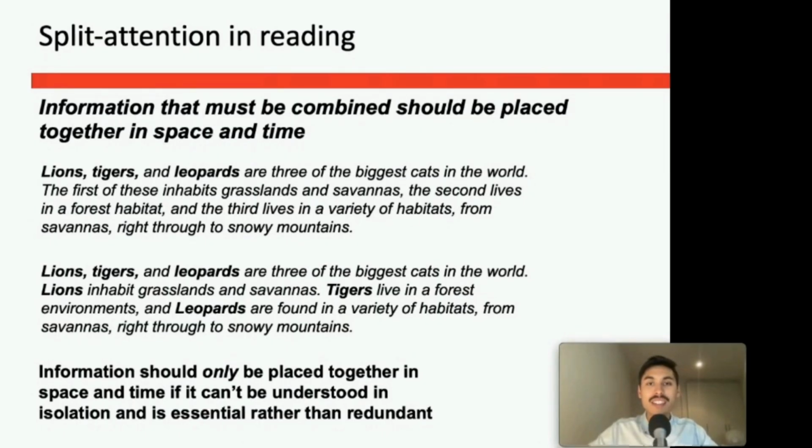And this is another key idea that Sweller really wanted to emphasize. Information should only be placed together in space and time if it can't be understood in isolation. So an example here is if we're talking about Queen Elizabeth, the Queen of England, the thing that teachers might be tempted to do, if they're thinking information that must be combined should be placed together in space and time, is take a picture of Queen Elizabeth, put her on a map of England, and write a name above her that says Queen Elizabeth. So that is putting things together in space and time.